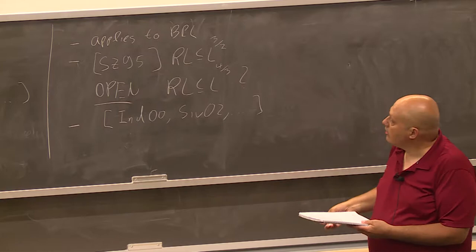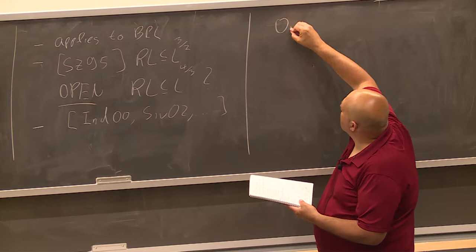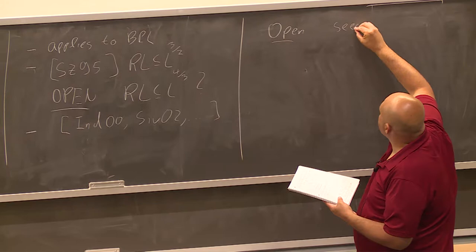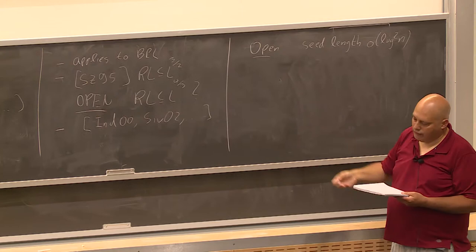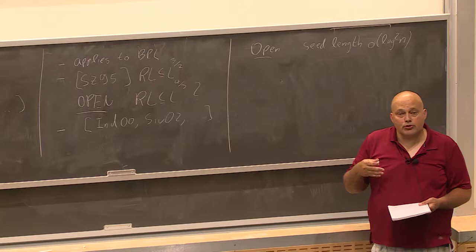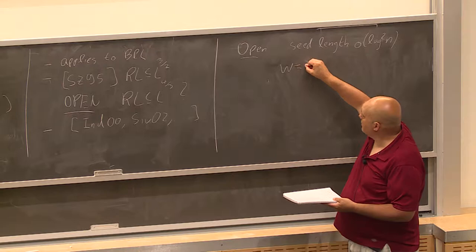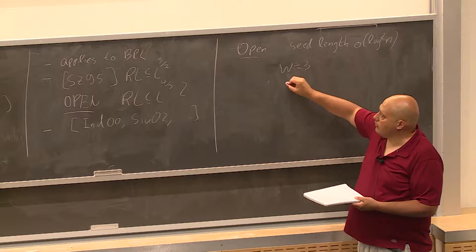So an open question is to reduce the seed, to get seed length little o of log squared, which would also improve this result. Until recently, this was not known even for W equals 3. One of the things I'm going to tell you is that now we can do that, but it's still open for W equals 4.